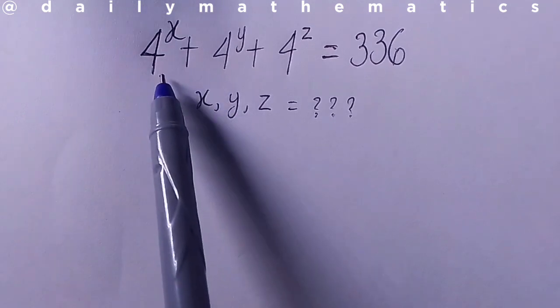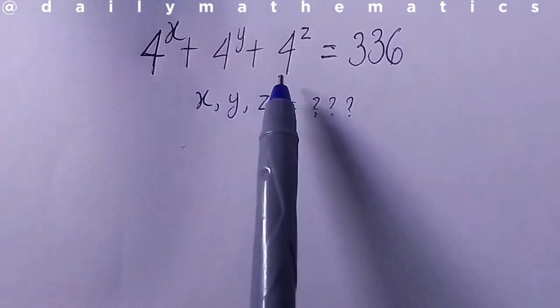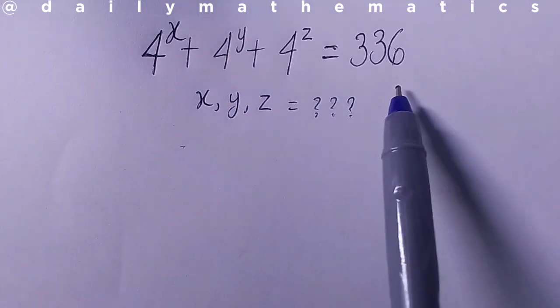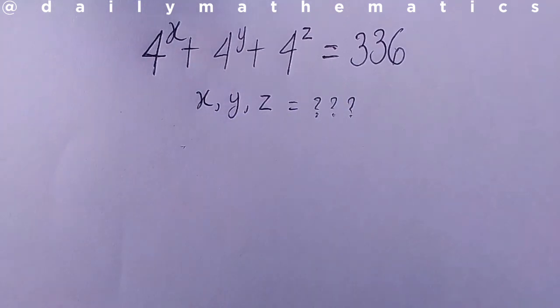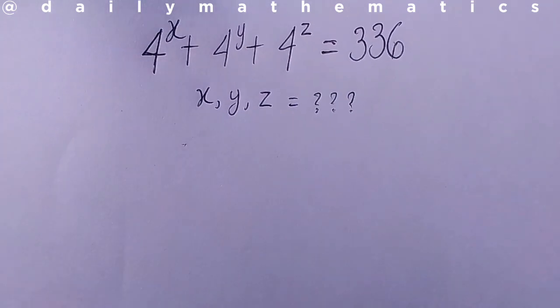4 raised to the power of x plus 4 raised to the power of y plus 4 raised to the power of z equals 336. Find x, y, z.